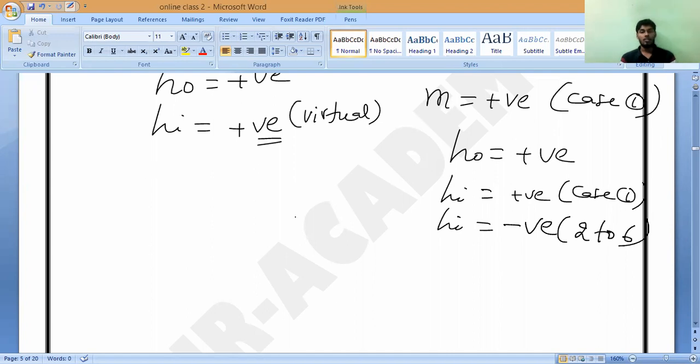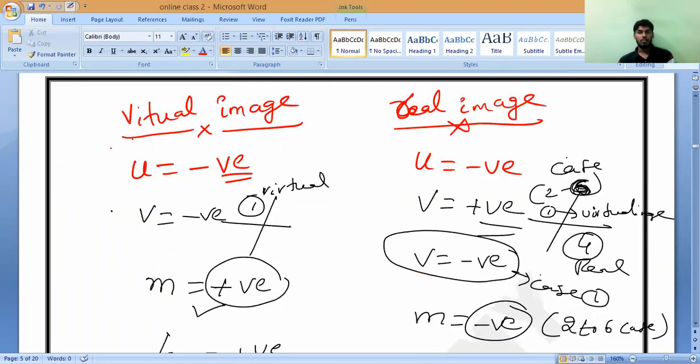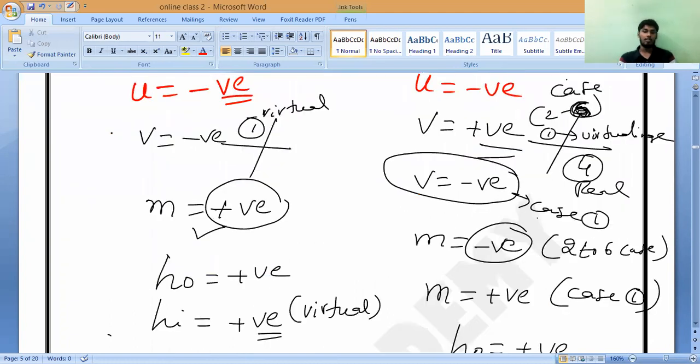Next, here. Whatever it is, here or here doesn't matter. Remember, in the case of a virtual image, magnification is positive, one case, virtual image, correct? So that's all. This is enough. So this is the sign convention for a virtual image. This is the sign convention for a real image. But here you see, case number 1 alone comes under a virtual image again. Yes or no?